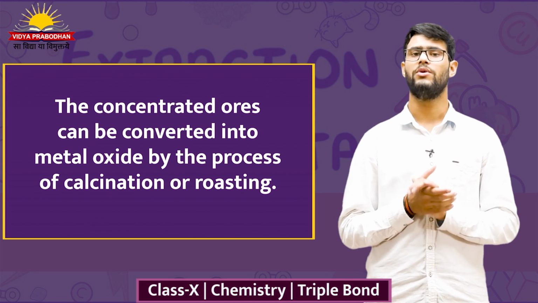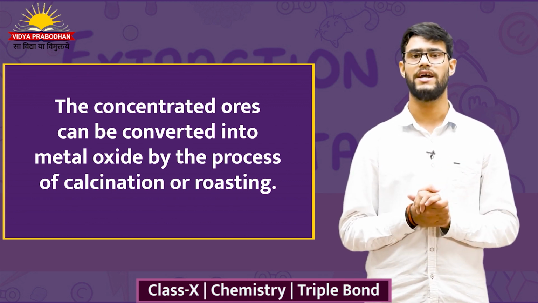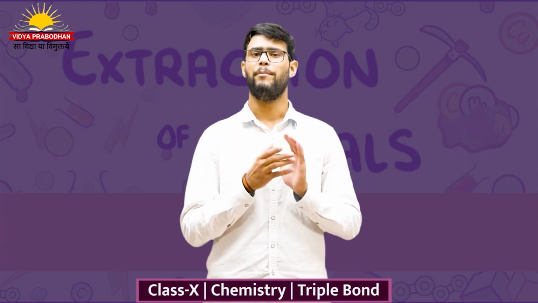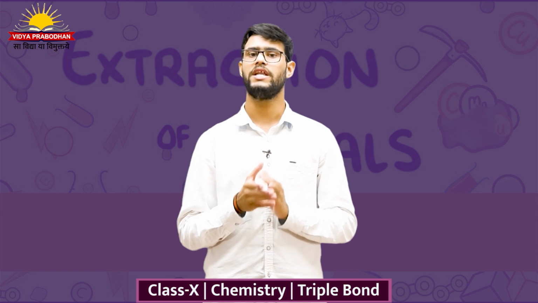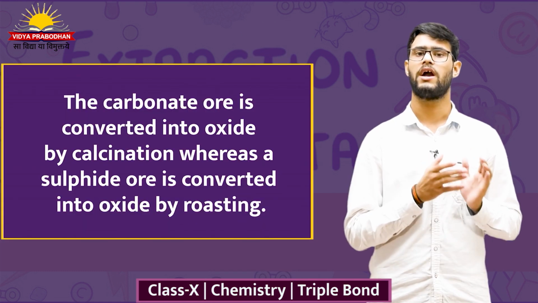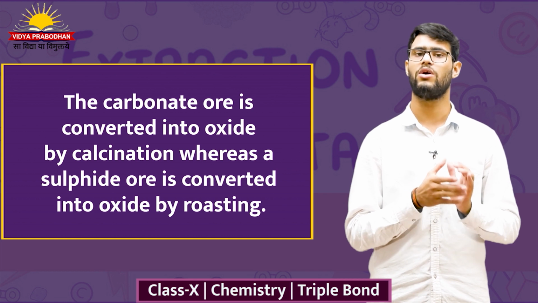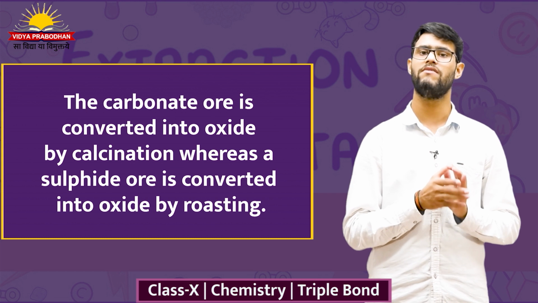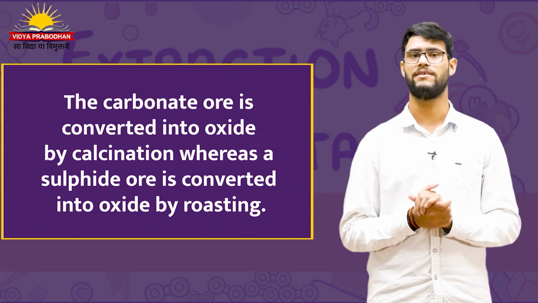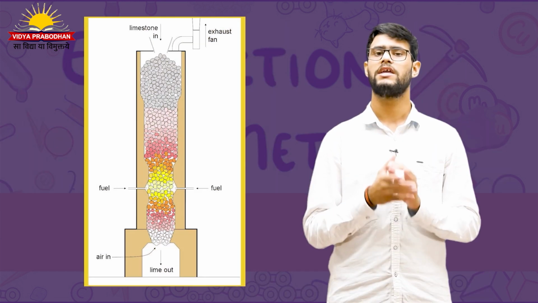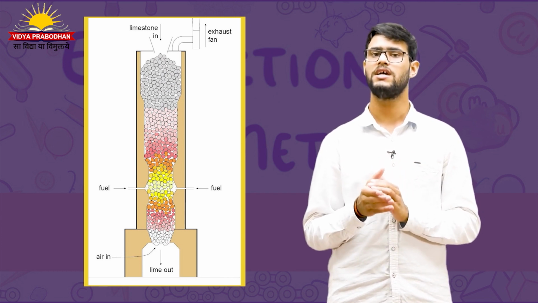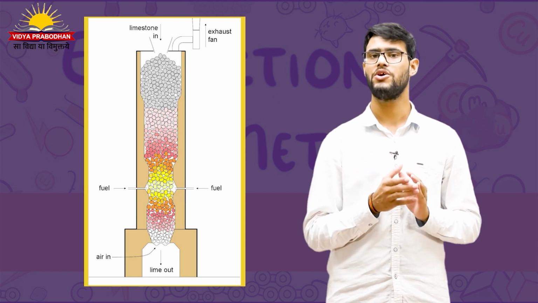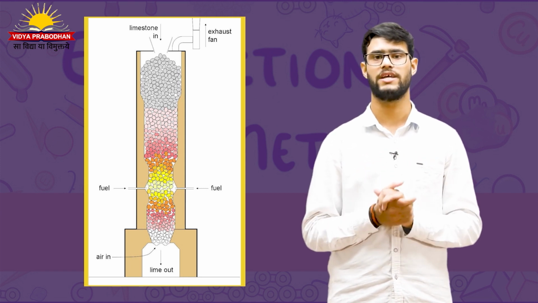The concentrated ore can be converted into metal oxide by the process of calcination or roasting. The method to be used depends on the nature of the ore. The carbonate ore is converted into oxide by calcination, whereas a sulfide ore is converted into oxide by roasting. First is calcination, the process in which a carbonate ore is heated strongly in the absence of air to convert it into metal oxide.